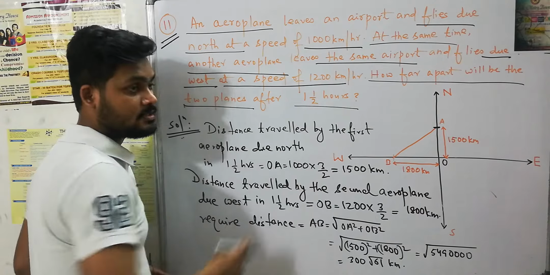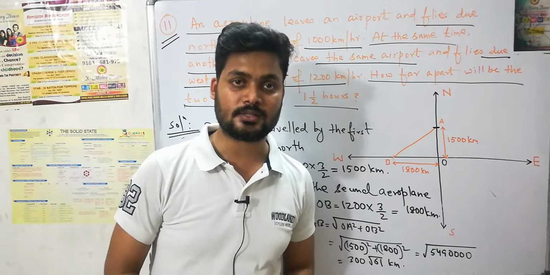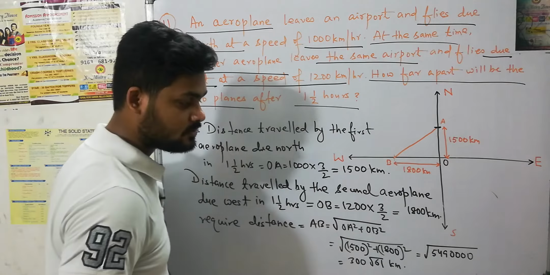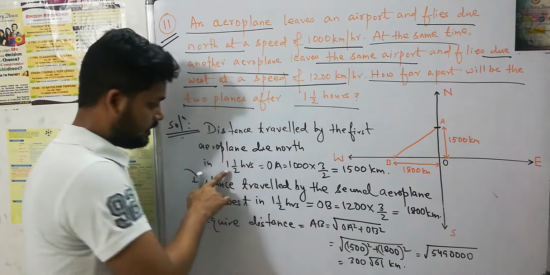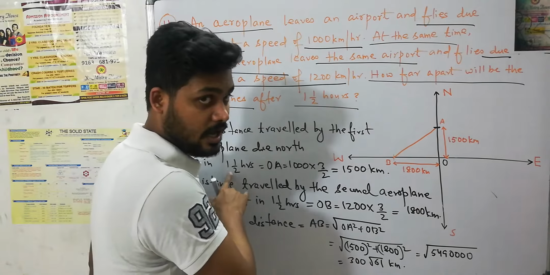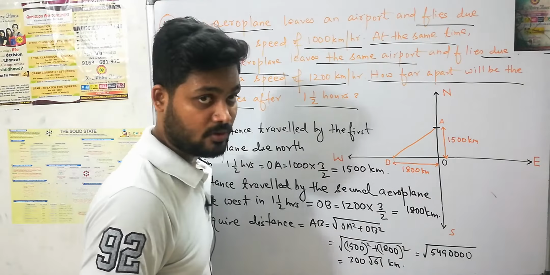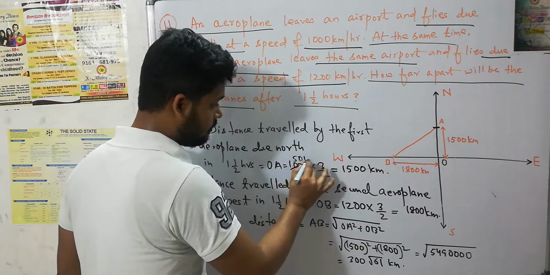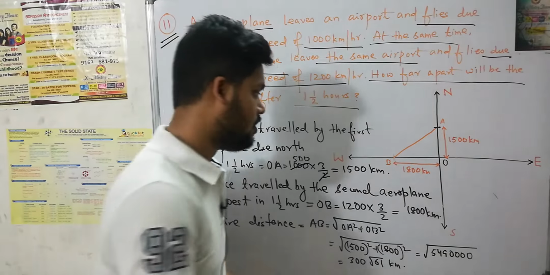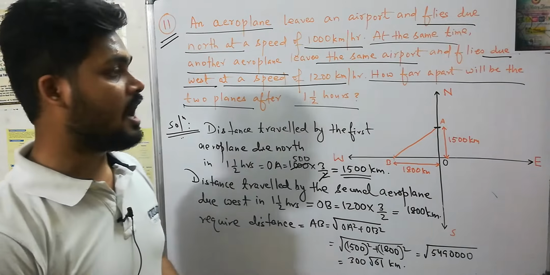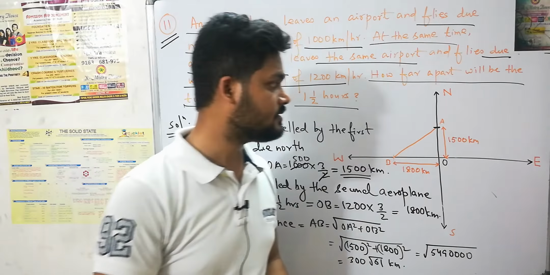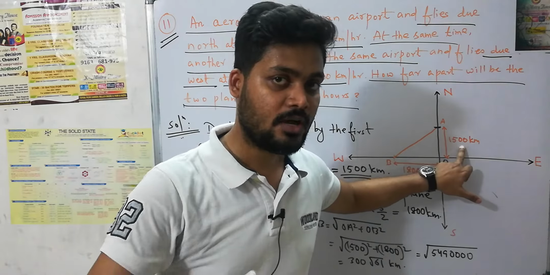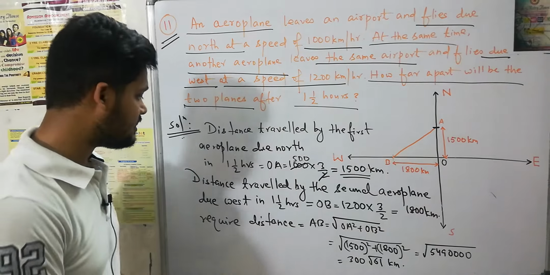OA. What is the formula to find distance? The formula to find distance is speed into time. Here, by the question, the speed is 1000 km per hour. So 1000 into 1.5 hours, which is a mixed fraction, converted into a proper fraction, it is 3/2. After cancelling, we get 500 into 3, which gives 1500 km. That means after 1.5 hours, the aeroplane reaches point A from point O by covering a distance of 1500 km.